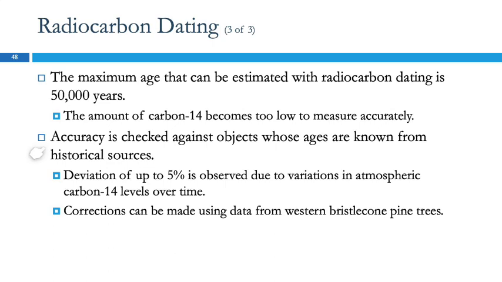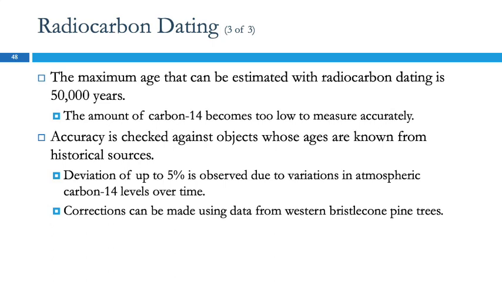We can check the accuracy of radiocarbon dating by looking at objects whose ages are known from historical sources. So, here's maybe a corpse of someone who died in a certain year. It's recorded on their tombstone or something. You could take a sample from them, measure the ratio of carbon-14 to carbon-12, and see how closely that matches up with when this person died. Or you can use trees, right? You can tell how old a tree is by counting the rings, right?